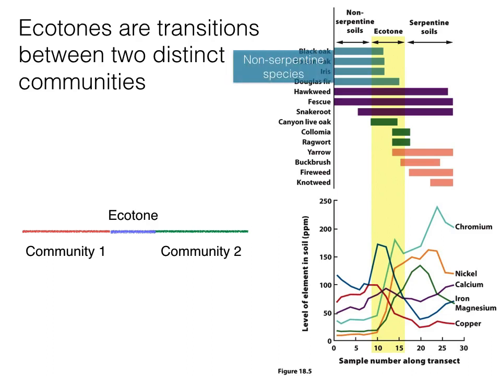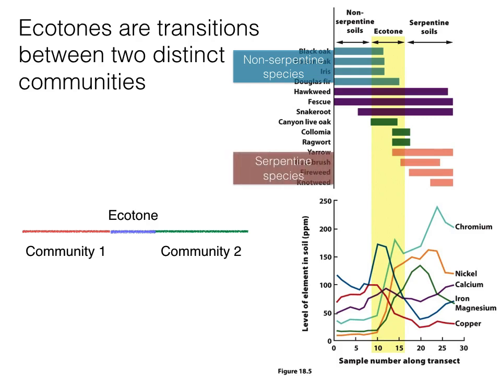At the top are the non-serpentine species, and these are like black oak and iris and so forth that really don't occur on serpentine soils at all. They may extend somewhat into the transition zone, the ecotone, but they don't occur on serpentine soils because they're not tolerant of the heavy metals in the soil, among other things.